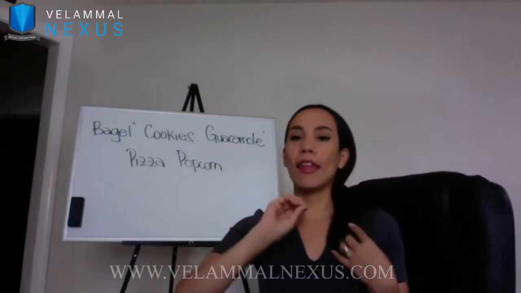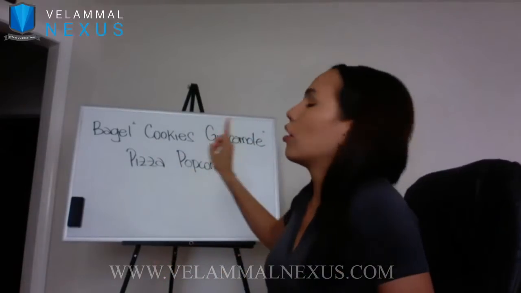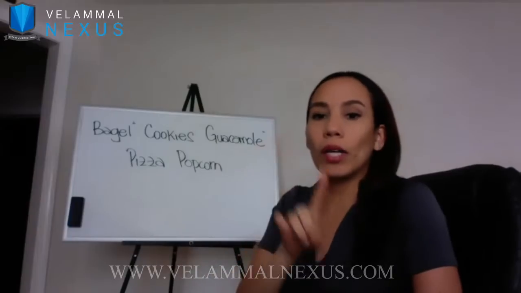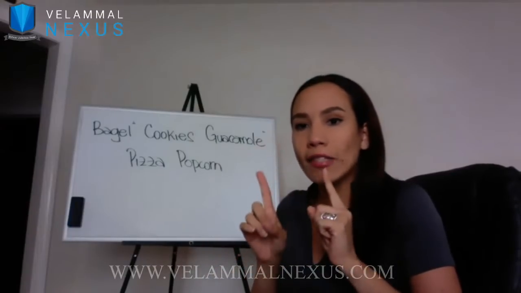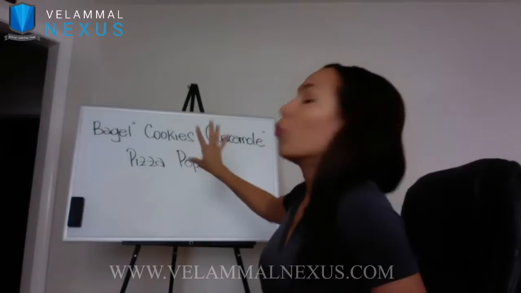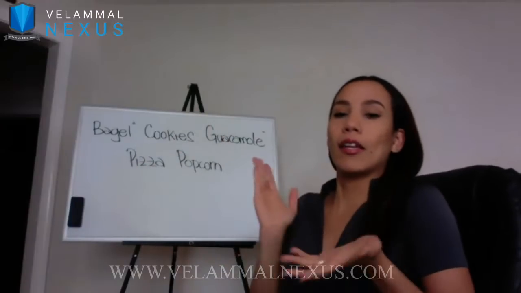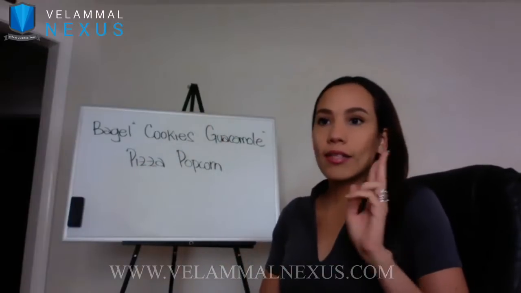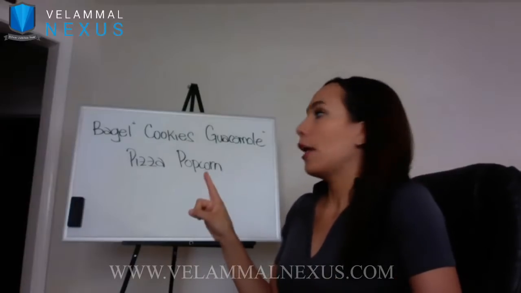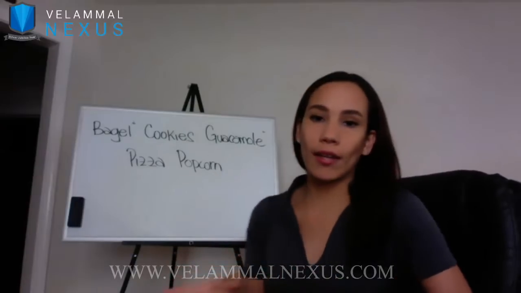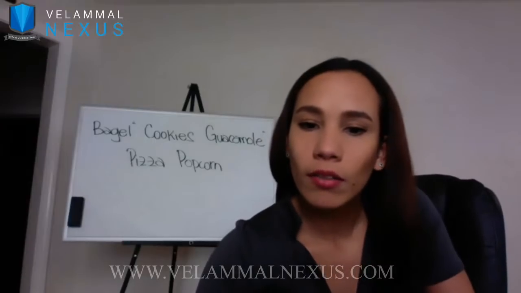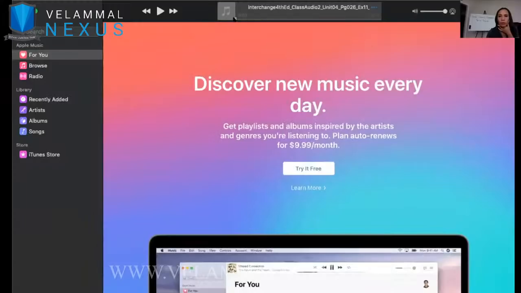What you're going to do is try to number those items from 1 to 4. Remember that there is one extra, so there is one word that you are not going to use at all. We're going to do this listening twice, and once we have completed that, I will show you the right answers, okay? So let's do the listening. So one more time, bagel, cookies, guac, pizza, and popcorn.